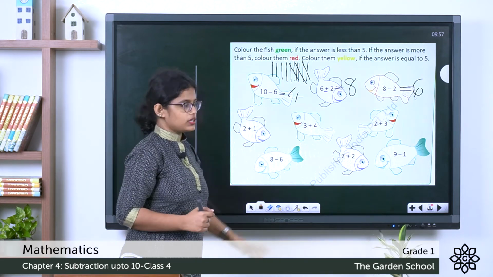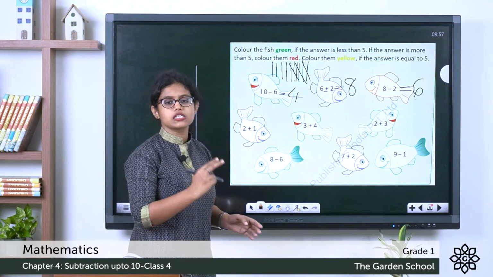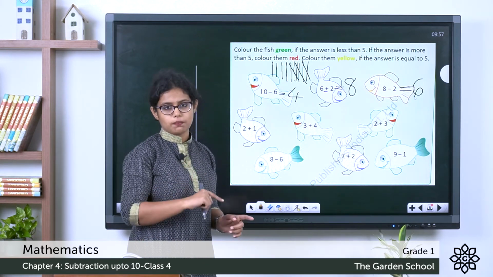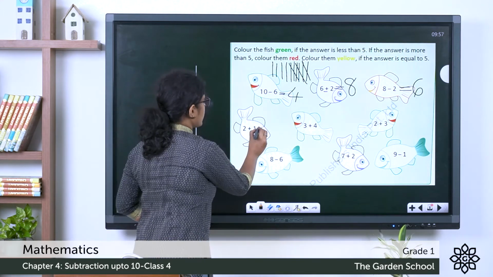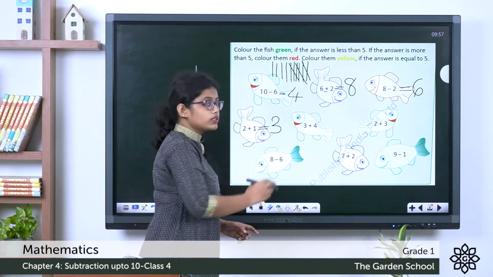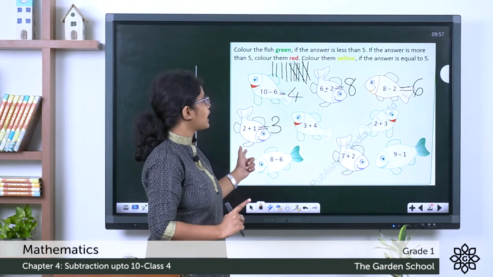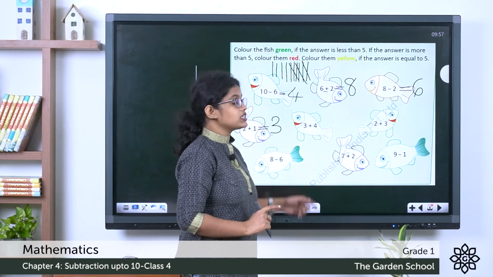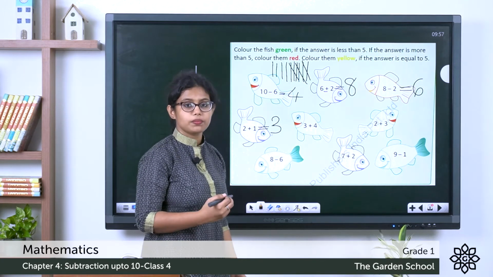See the next one. Is this addition? This is plus. So it is addition. So 2 plus 1. When you add 1 to a number, you get the next number, the number just after. So what is 2 plus 1? 2 plus 1 equals 3. So is it more than 5 or less than 5? It is less than 5. So you have to color this fish green. Let's see the next one. 3 plus 4. What is 3 plus 4?